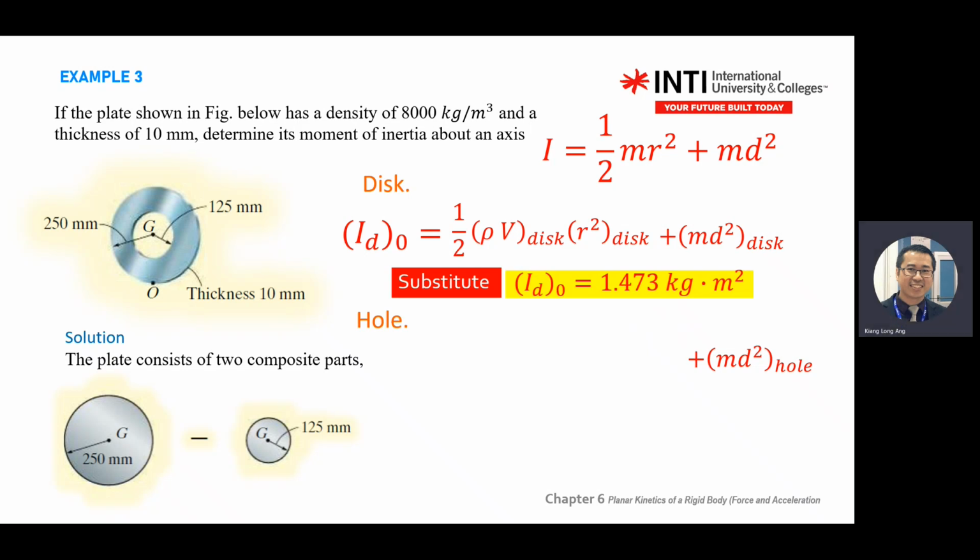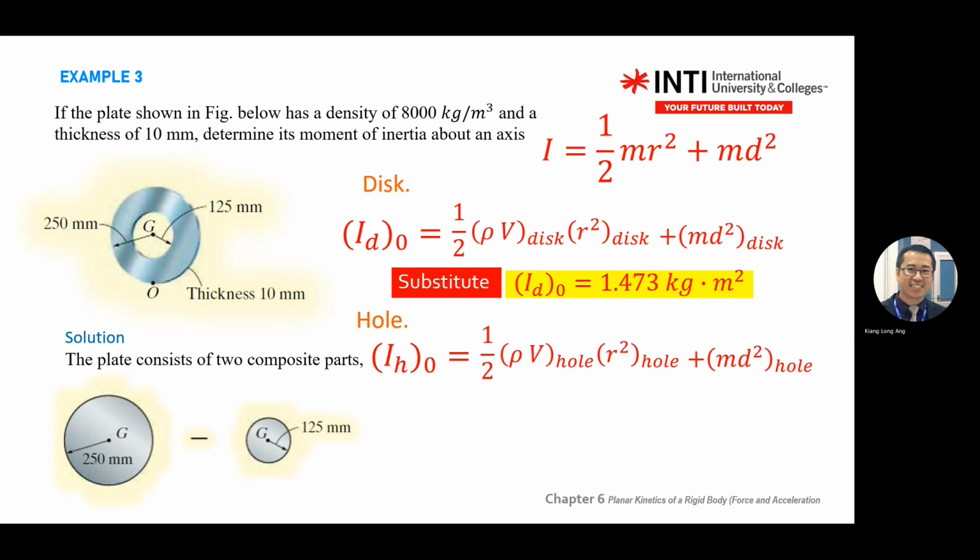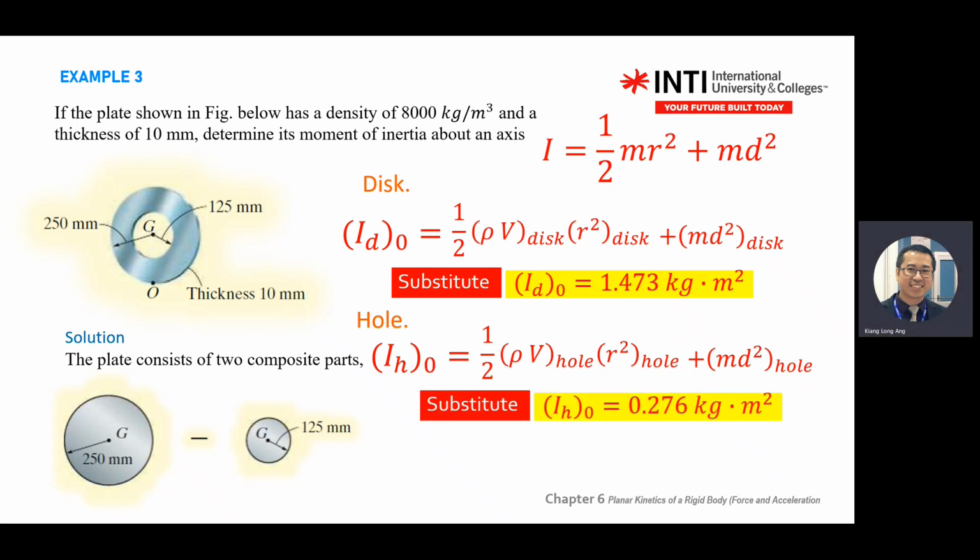Just substitute the values, you'll get this one. Okay, I will not show you the detailed numbers. You go and press the calculator and get this one. You do the same for the hole. Right, half mr square plus md square. You substitute, you get I for that one.